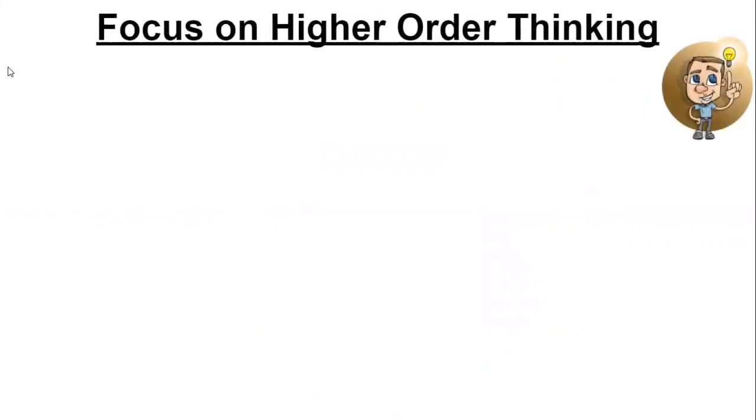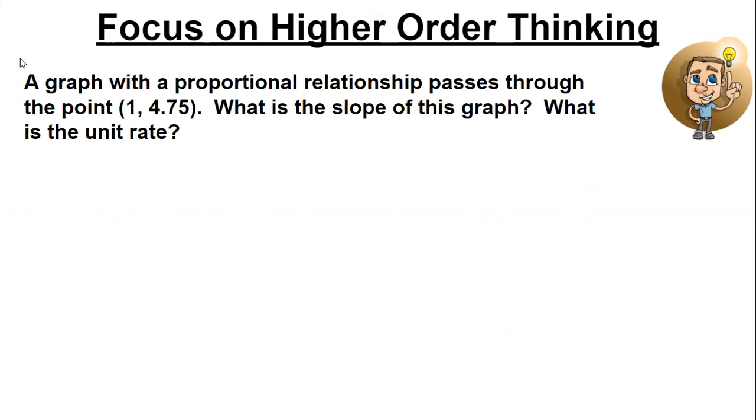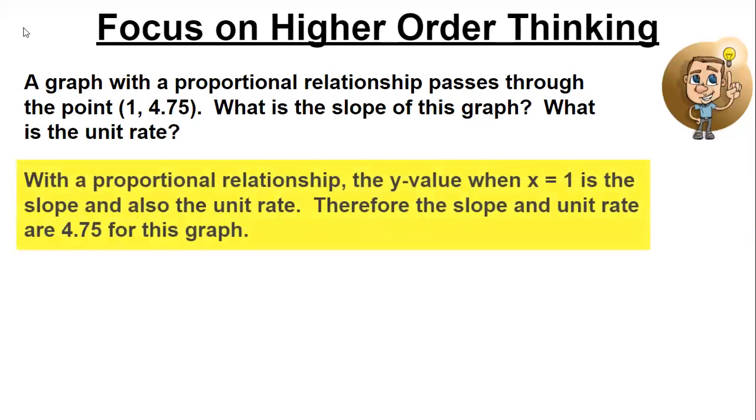All right, continuing on, we're on focus on higher order thinking. So a graph with a proportional relationship passes through the point 1, comma, 4.75. 4 and 75 hundredths. What is the slope of this graph? What is the unit rate? Well, with a proportional relationship, the y value when x equals 1 is the slope and also the unit rate. Therefore, the slope and unit rate are 4.75 for this graph.